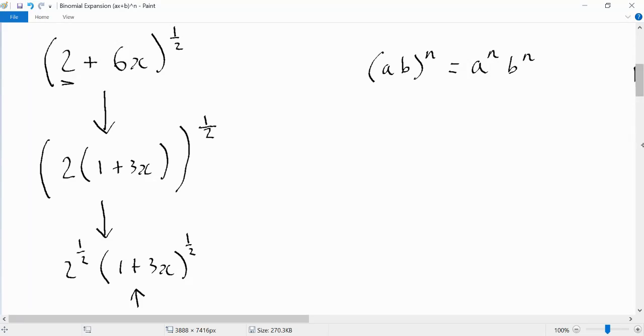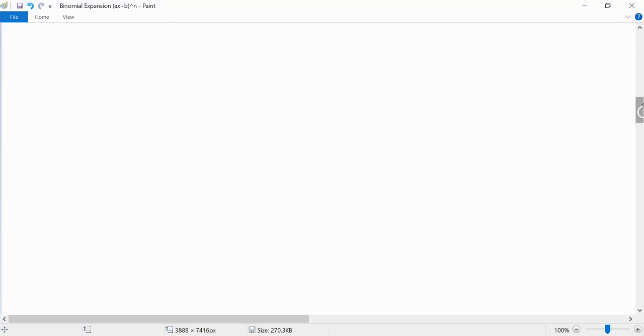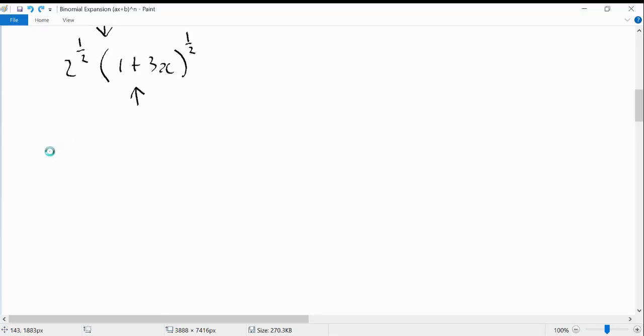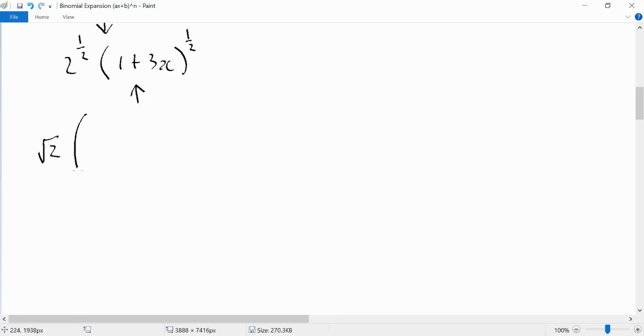So continuing this problem on, we're going to end up finding root 2, to the power of a half. Let's rewrite it as that. Root 2, lots of this expansion, and to do that we use the formula. So that would be 1 plus n, which is a half, lots of our x term, which is 3x, and then we're going to just follow the formula on from there.